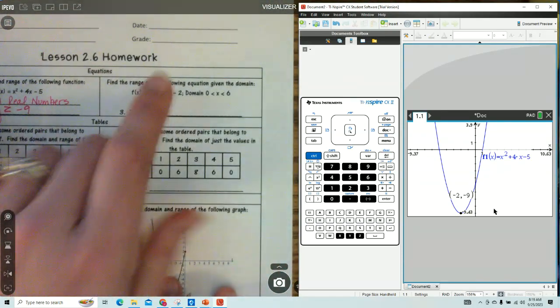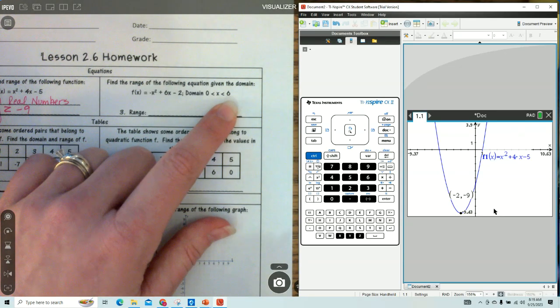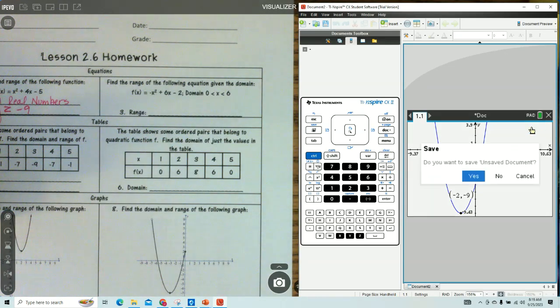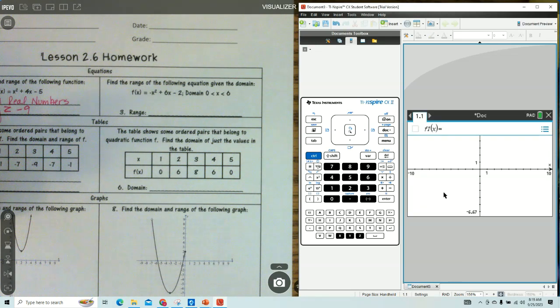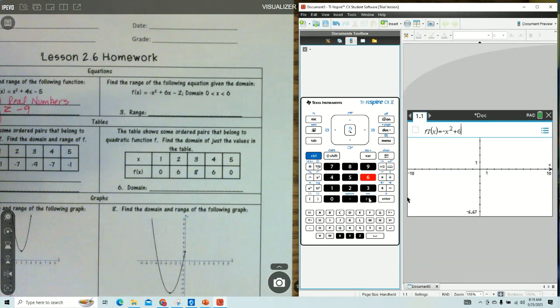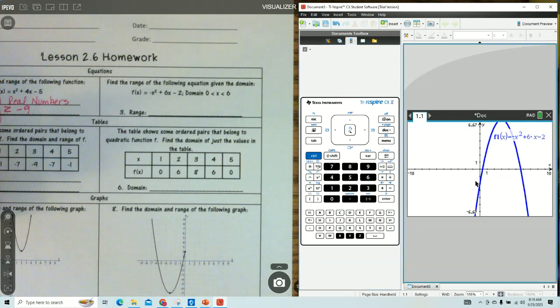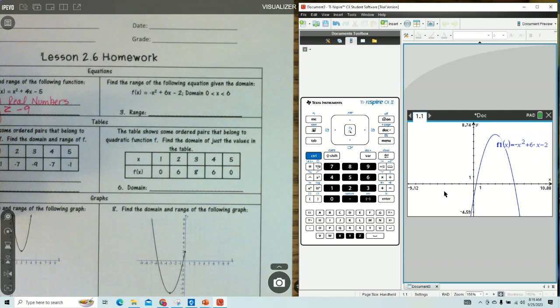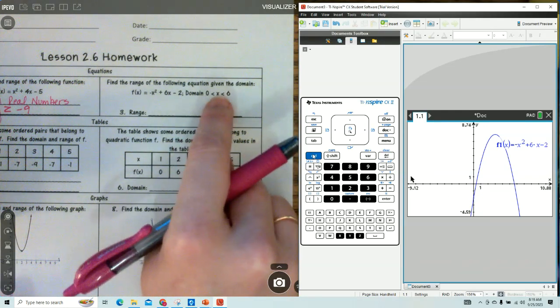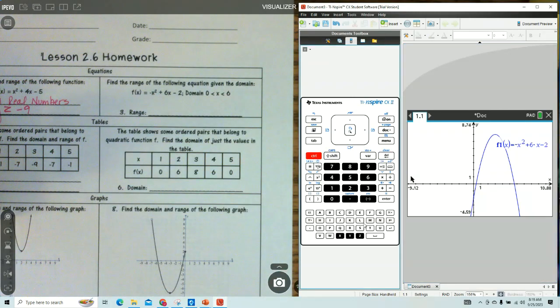find the range of the following equation given the domain. So I want to graph it before I do anything else. So I've got -x squared plus 6x minus 2. So now this one's a frown. This one goes upside down. We want the range, but it gives me this specific here. So I want to look at the table.